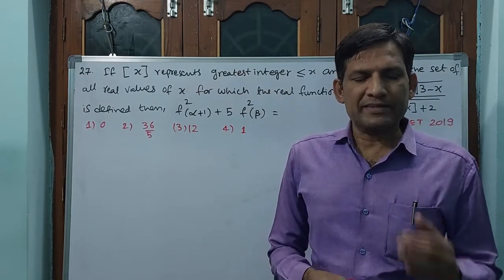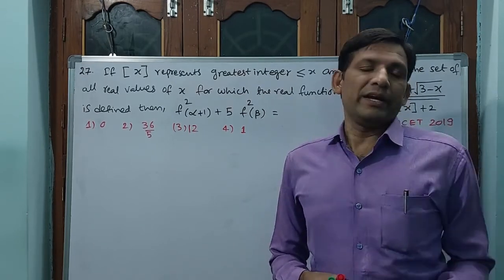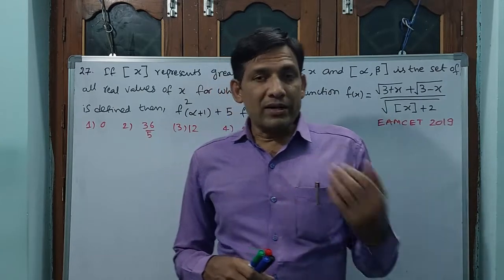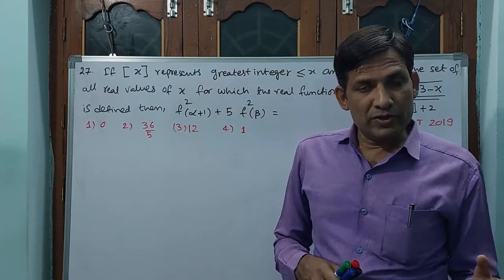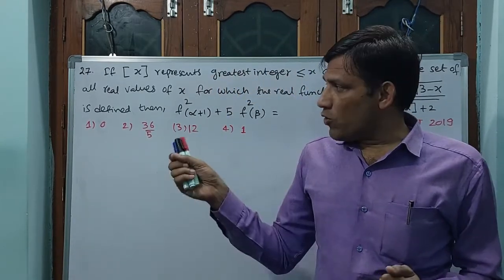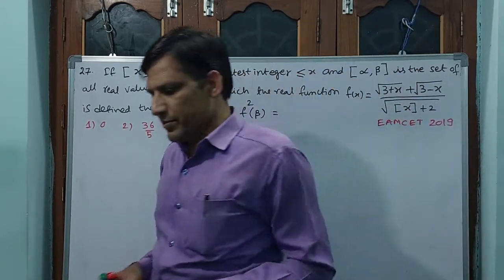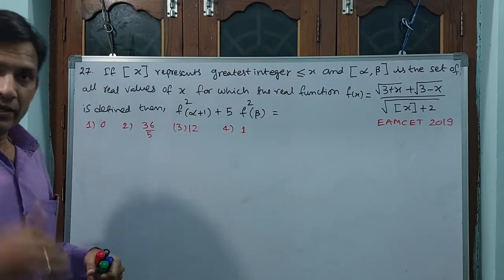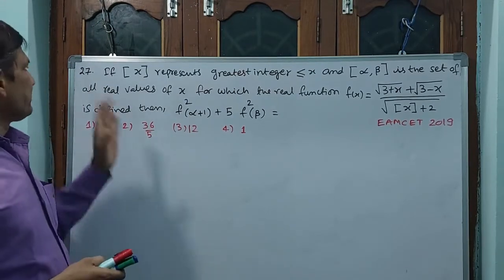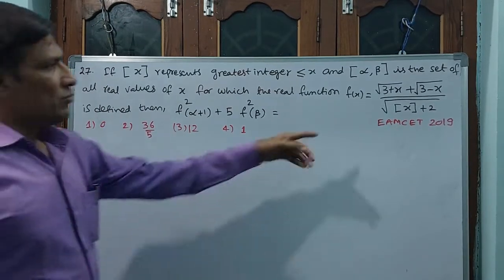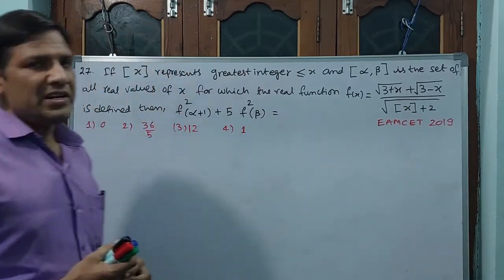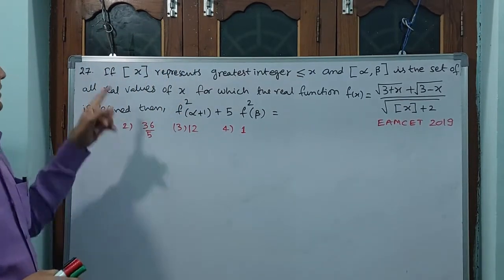Why? Because the toughness level is slowly increasing. Until now we have gone slowly from easiest to medium level. Now from medium to a little bit tougher level we are going. That is why the number of questions is reducing per class. See the question. This question was asked in 2019, a latest question. That is why I have taken this question.